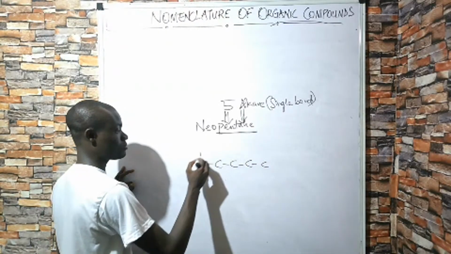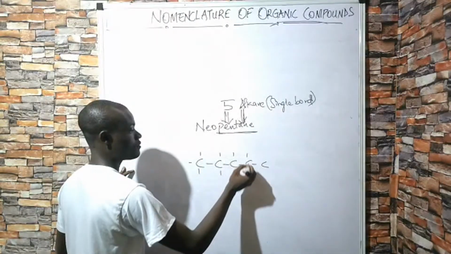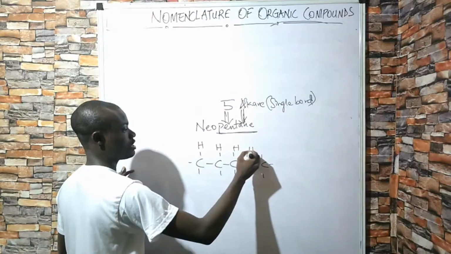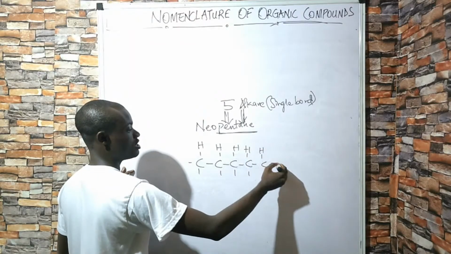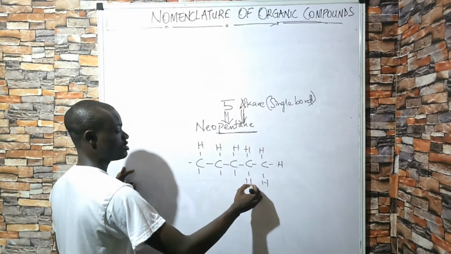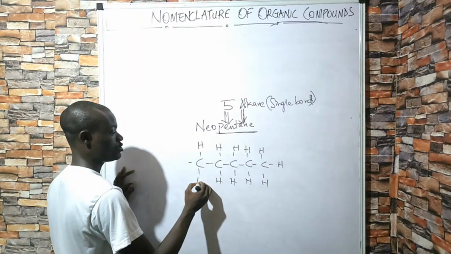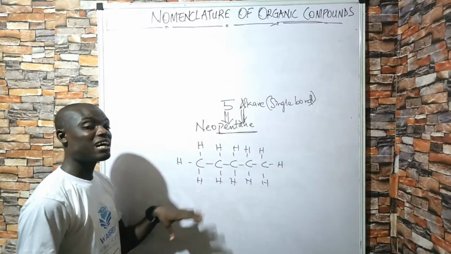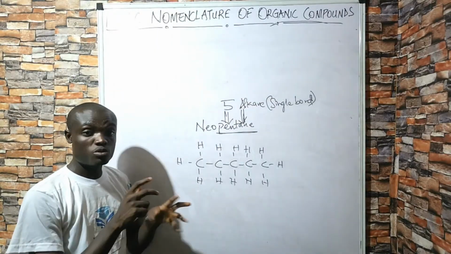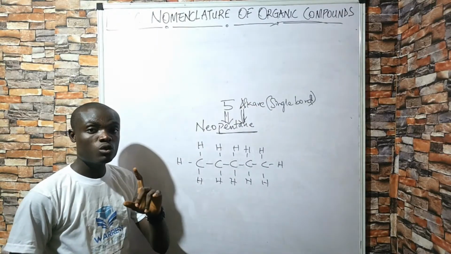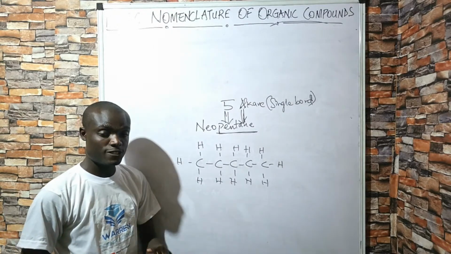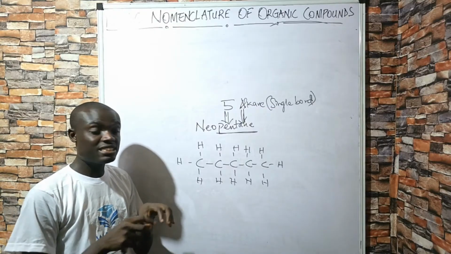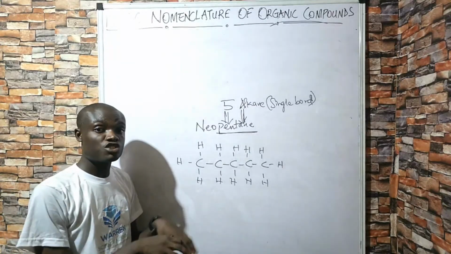Pentane is just something like this. So we have H, H, H, H right here, and more H's along the chain, and then another H. So this is pentane. Now pentane can exist in so many forms. That's where the topic we call isomerism comes in. Isomerism just means the existence of a compound with the same molecular formula but a different structural formula.